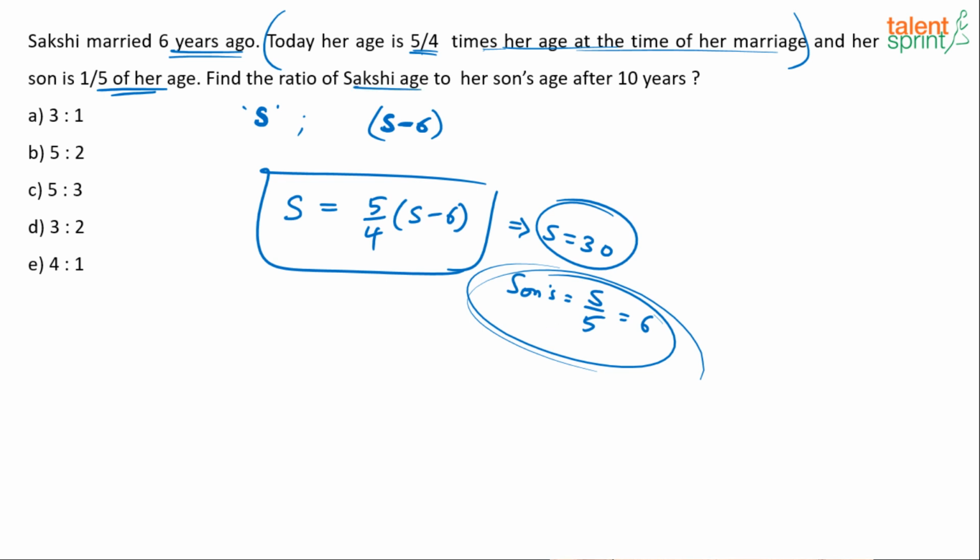What is the ratio of Sakshi's age to her son's age after 10 years? Current ages are 30 and 6. After 10 years, it will be 40 and 16. What is the ratio of 40 and 16? 5 is to 2. 8 into 5, 8 into 2. 5 is to 2 is there. Option B. Option B is the answer.